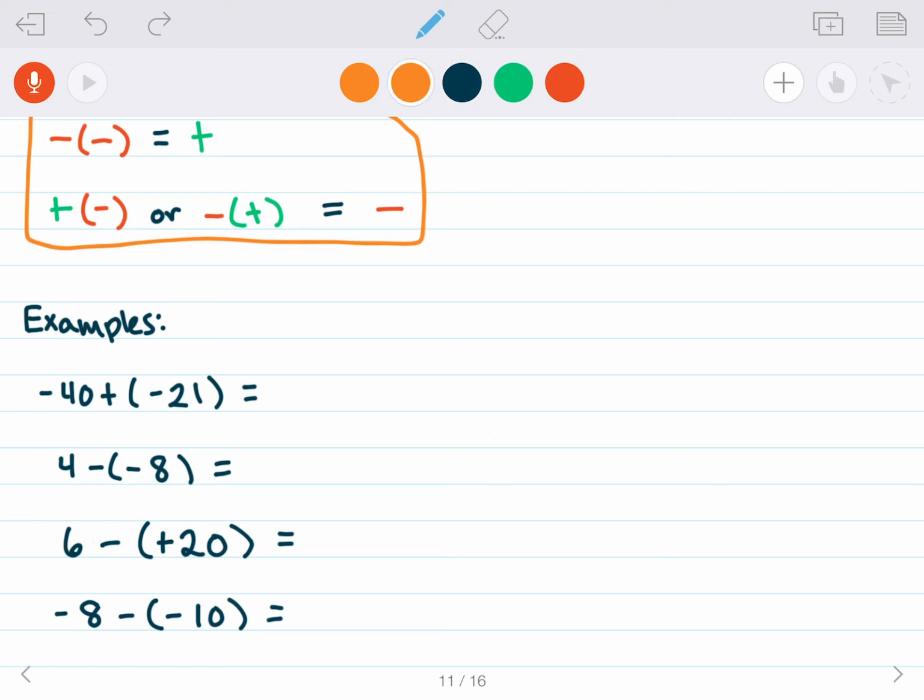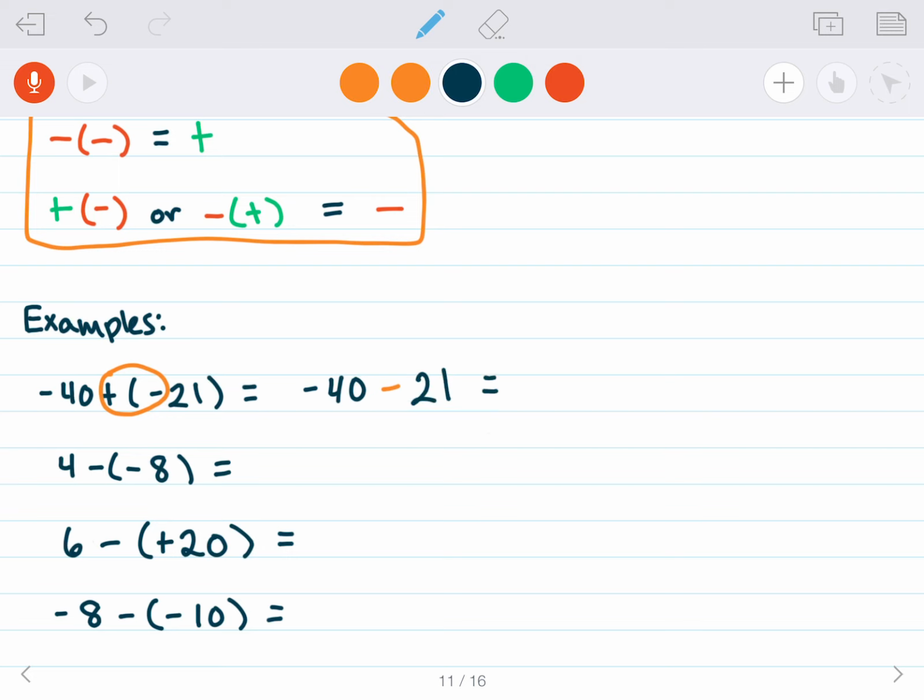So right here, I see two signs next to each other, a positive and a negative. And we can see right here that if we have a positive and a negative next to each other, it becomes a negative. We can literally replace it with a negative. So I'm going to rewrite this, and this is going to be negative 40. The positive and negative make a negative, and then 21.